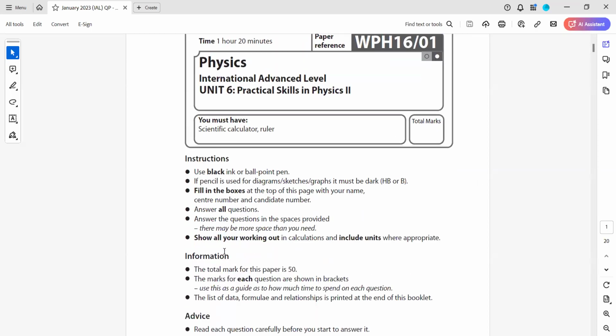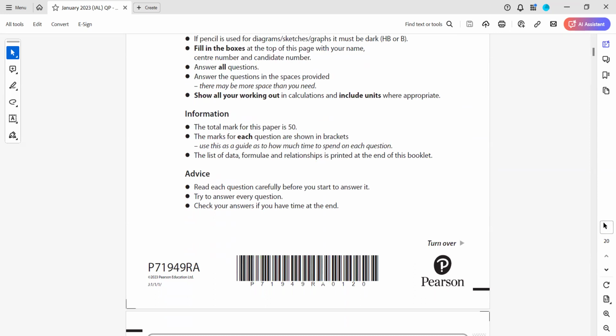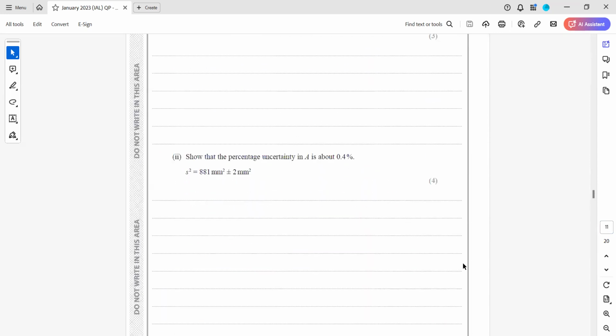This one is January 2023, Unit 6. We did the first two questions, so starting with question 3.